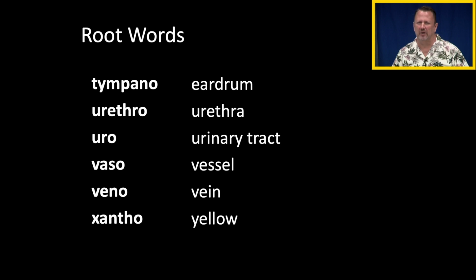Xantho means yellow, and so if somebody has jaundice in their eyes, yellowing of their eyes, maybe you'll hear that referred to as xanthochromic by loquacious sesquipedalians. All right, so xantho means yellow.